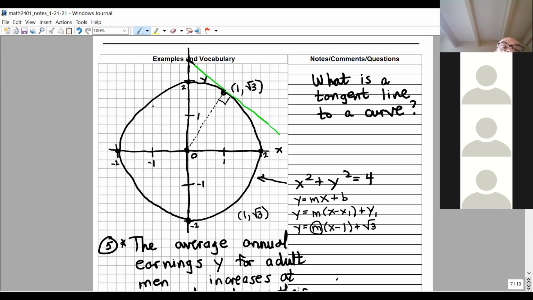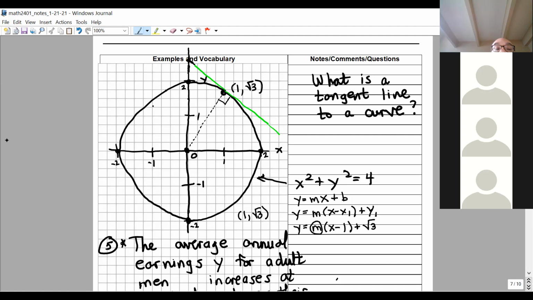Look, if you draw from this point back to the center of the circle, that's called the radius of the circle, by the way. So if you draw this dotted line, like I've got drawn here, from this point, 1, √3, back to the center of the circle, you can see geometrically, guess what? This radius line and the tangent line, it looks like they're what? What relationship do they have to one another? Perpendicular. They're perpendicular, and that is true.